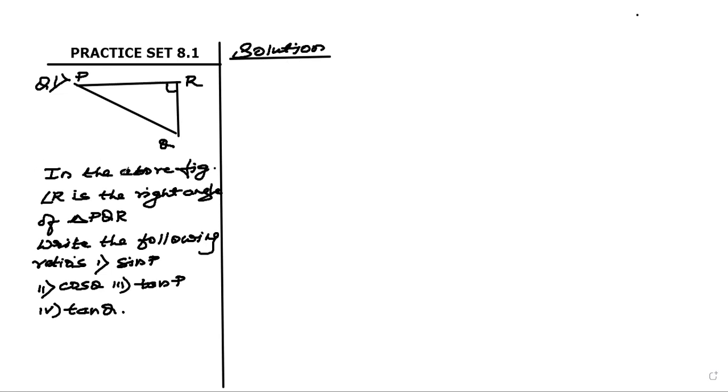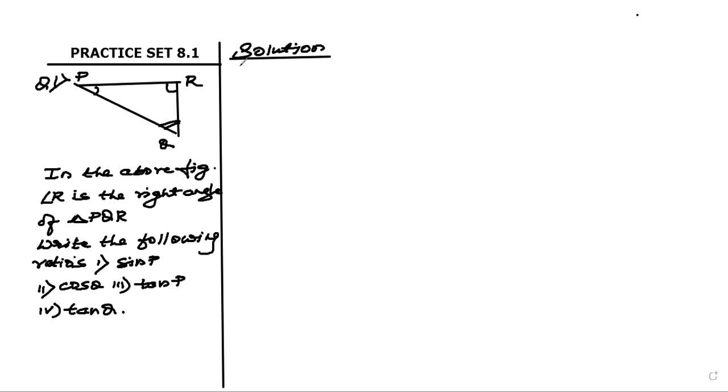See, in the above figure, angle R is the right angle of triangle PQR. Then write the following ratios. They want me to write sine P, cos Q, tan P and again tan Q.